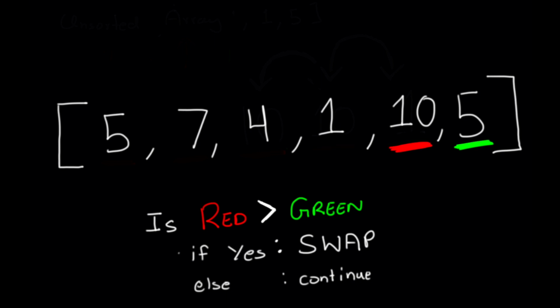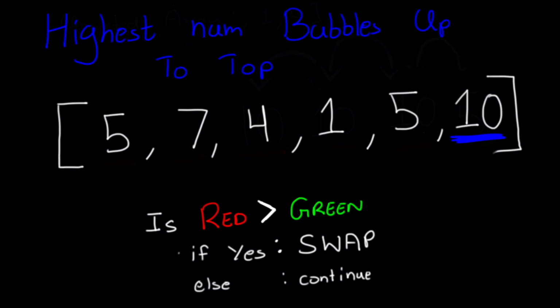Again, red is greater than green, so we're going to swap the numbers, and over here we notice something. The largest number in our array bubbles its way to the ending of our array, hence the name bubble sort. Each iteration we find the largest number. So for example, in the first iteration, we're going to find the largest number. In our second iteration, we're going to find the second largest number, and so on and so forth.